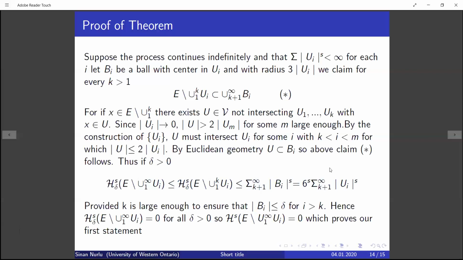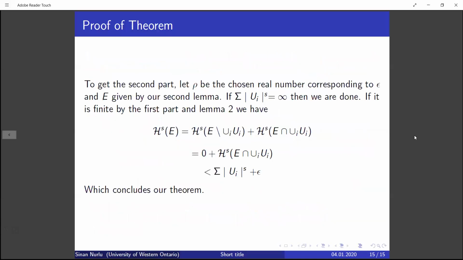So since this is independent of K at this point, we can increase K arbitrarily. Then the right-hand side would go to 0. It could be made smaller than any epsilon. So this gives us the measure of this guy is 0 for any delta. So this proves our first part. So we found U_i's that are disjoint such that when we subtract the union of U_i's from E, their measure is 0, or the summation of the diameters of U_i's is infinite. All right, this proves our first part.